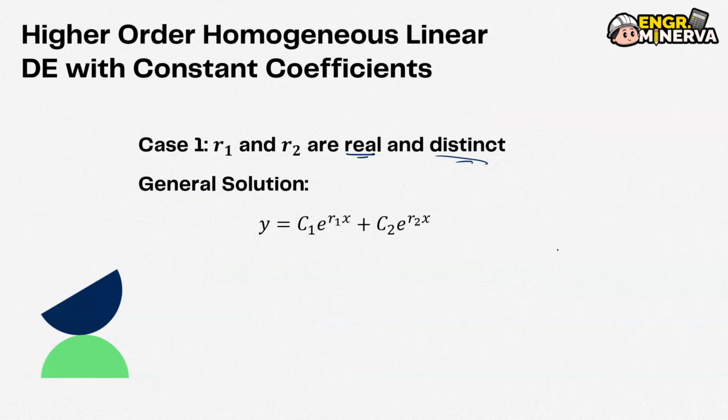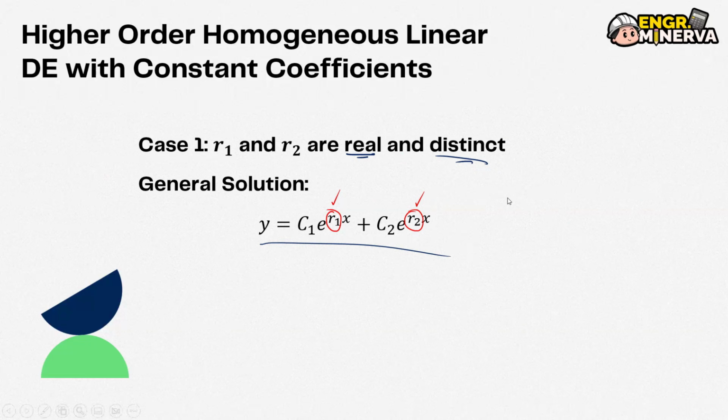If they are distinct and real, the general solution is y equals c1 e raised to r1x plus c2 e raised to r2x. So what we need to do is just copy this and exchange the two roots in the exponent. After that, that is already the answer. You just get the roots, input them in our general solution, and that is our answer.